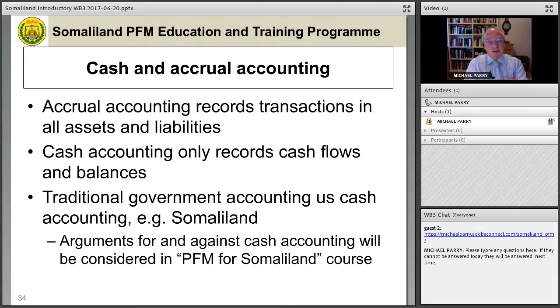The trend is for governments to move from cash to accrual accounting, but there are arguments for and against that, which we'll look at in the PFM for Somaliland course. So at this stage, just be aware that we are looking at accrual accounting. Cash accounting is the system generally used by governments. It's simpler. All you actually have is the bank ledger and the cash flow statement. So if you could do accrual accounting, you could do cash accounting.